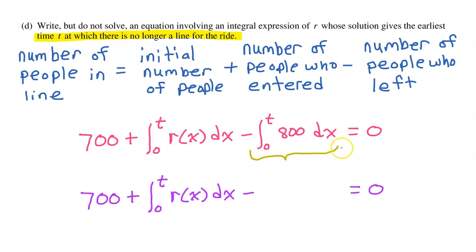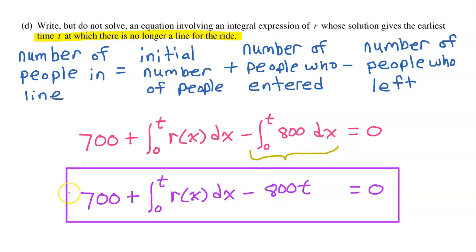We can simplify this integral using the shortcut I mentioned earlier. The integral of a constant will just be the constant times the width of the interval. T minus 0 is t. So we end up with 800 times t. This is the equation that, if solved for t, would give the earliest time t when there's no one left in line for the ride.